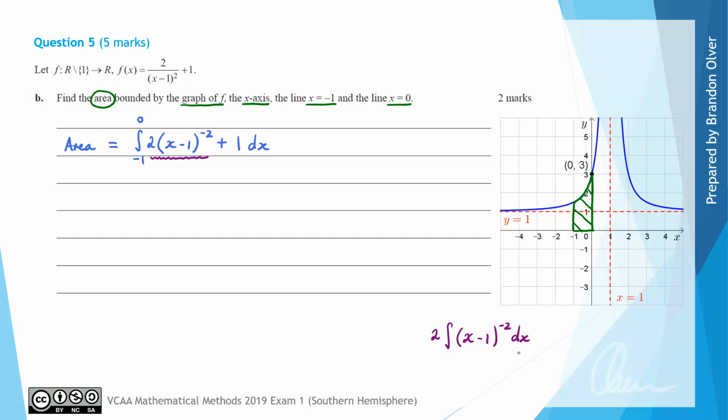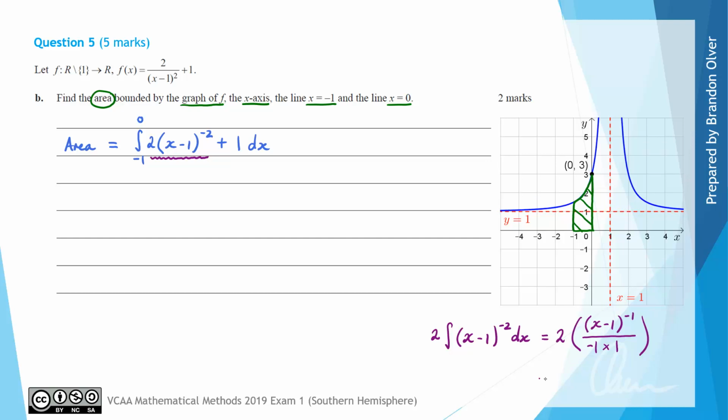This reveals that we need to use one of the rules on the formula sheet when we have a term that's ax plus b to the power of n. So applying the rule, we're still going to keep the 2 there, and we're still going to have x subtract 1, but now we add 1 to the power, so that will just become -1, and then we divide by the new power, which is -1, and we also technically divide by the coefficient of x, but in this case that's just 1. So that's going to be the antiderivative, and we don't need to worry about our plus c at the moment because it's a definite integral.